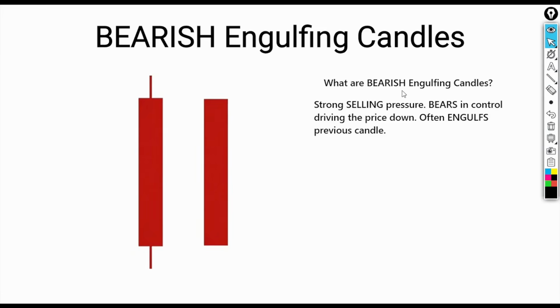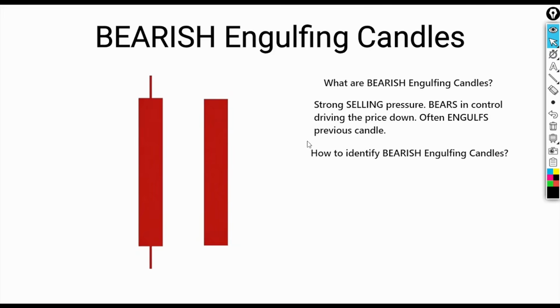So now we know what bearish engulfing candles are. Just to skim over everything again, when it comes to bearish engulfing candles, we know that there is strong selling pressure. There's seller dominance, bears are in control, pushing the buyers aside, forcing the price down, and often engulfing the previous candle, which usually in most cases triggers a sell-off. Okay, so now that we have a clear understanding of what bearish engulfing candles are, next up we're going to take a look at exactly how to identify them.